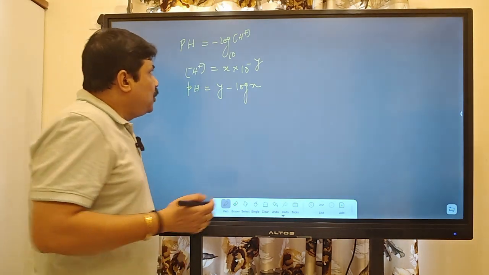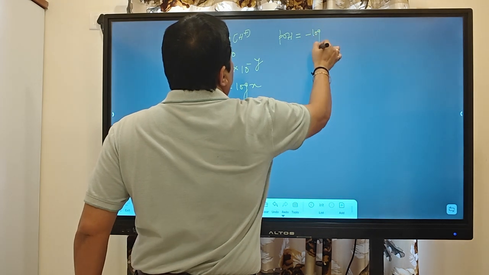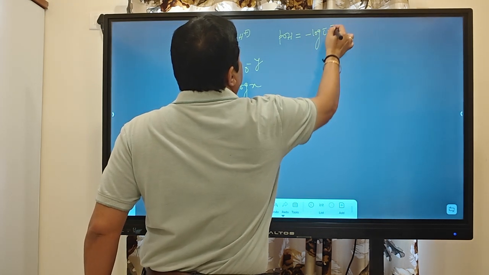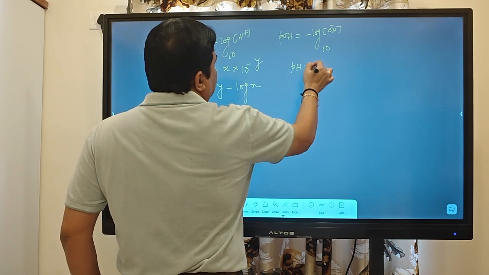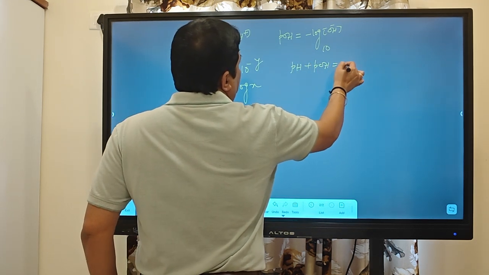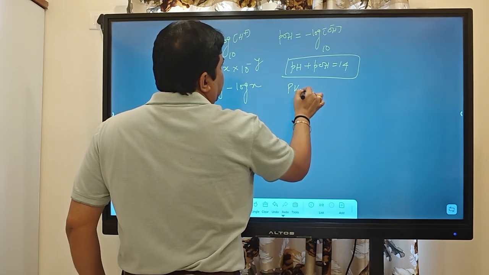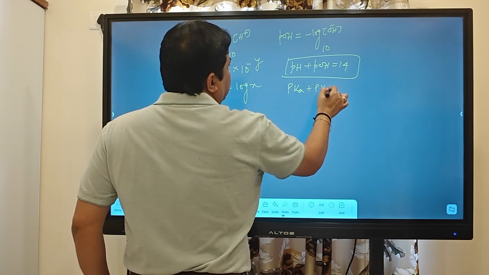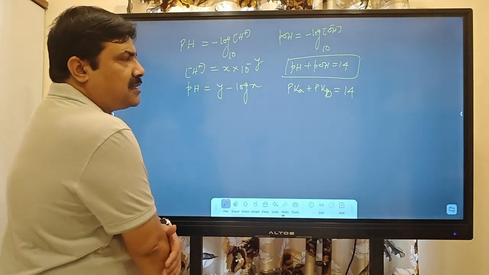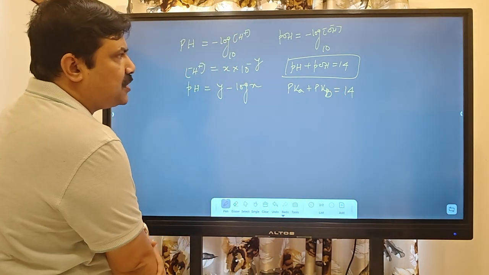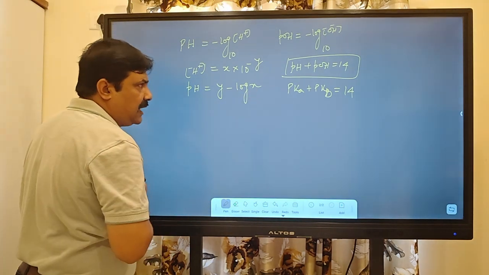Now pOH is the same thing. pOH equals minus log of OH minus concentration, base 10. And always remember pH plus pOH equals 14. Very important, problems will be based on that. Then pKa plus pKb also equals 14. Ka is the dissociation constant of an acid, Kb is the dissociation constant of a base, which we especially use for weak bases.